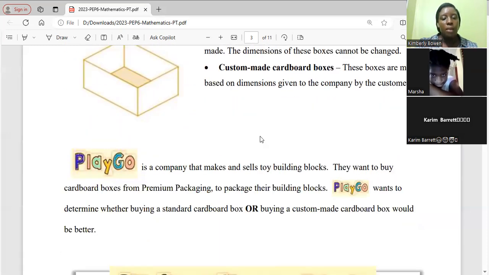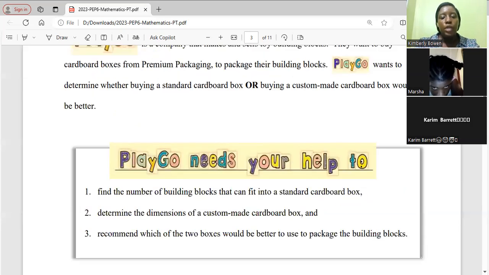It says Plego is a company that makes and sells toy building blocks. They want to buy cardboard boxes from premium packaging to package their building blocks. Plego wants to determine whether buying a standard cardboard box or buying a custom-made cardboard box would be better. Plego needs your help to find the number of building blocks that can fit into a standard cardboard box, determine the dimension of a custom-made cardboard box, and recommend which of the two boxes would be better to use to package the building blocks.